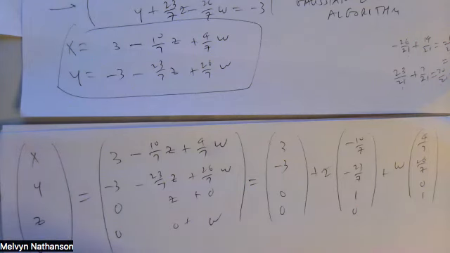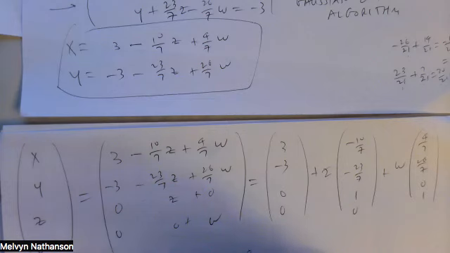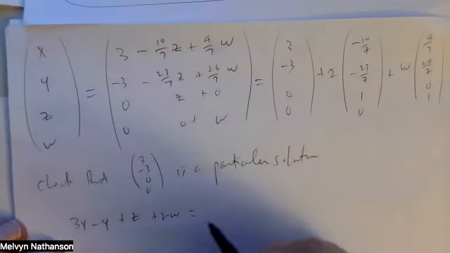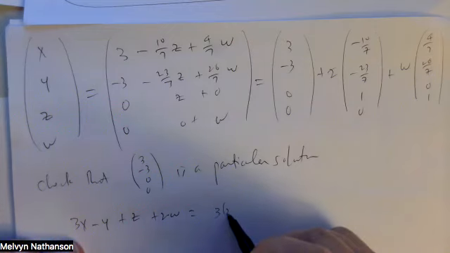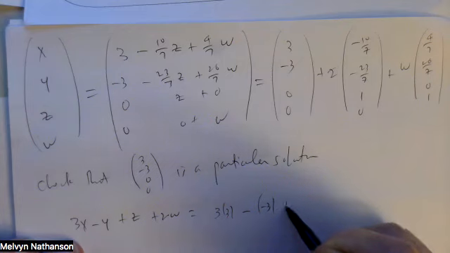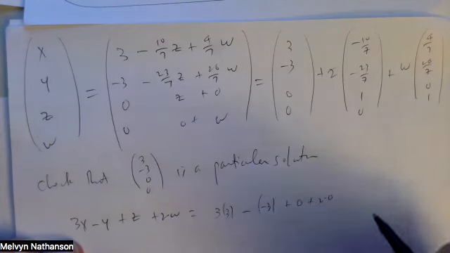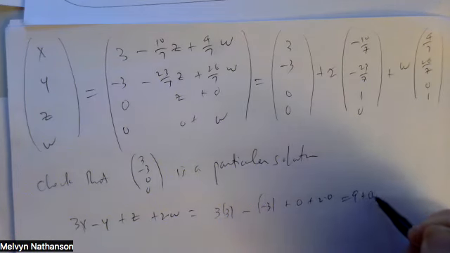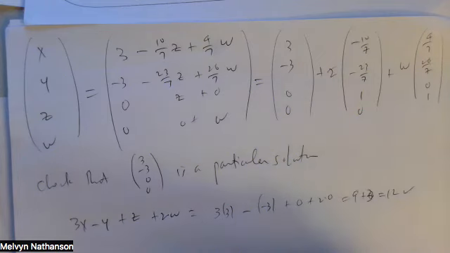Let's just check that 3, minus 3, 0, 0 is a particular solution. So if I have 3x minus y plus z plus 2w, if I let x equal 3 and y be minus 3, and z and w equal to 0, this is 9 plus 3, or 12, so that checks.